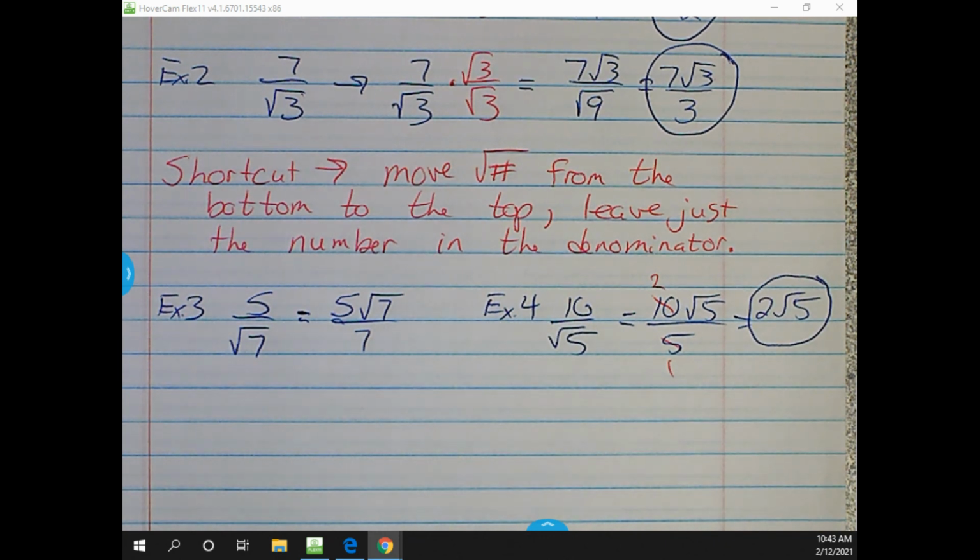Okay, so worst case scenario, if you rationalize and when you get to the end you've got a fraction, you might have to simplify it just a little bit. But it shouldn't be a really big bad fraction. It should be something you can do fairly easily.